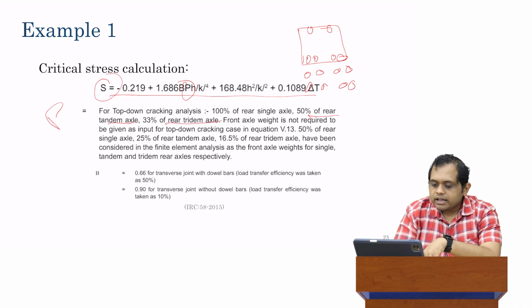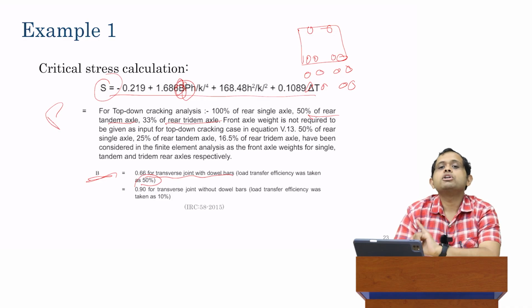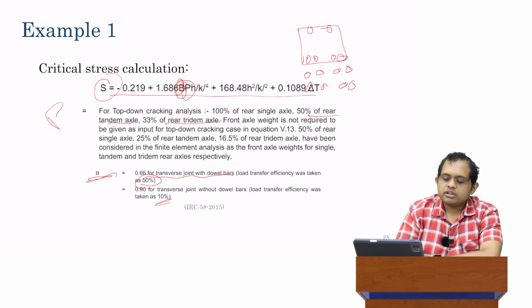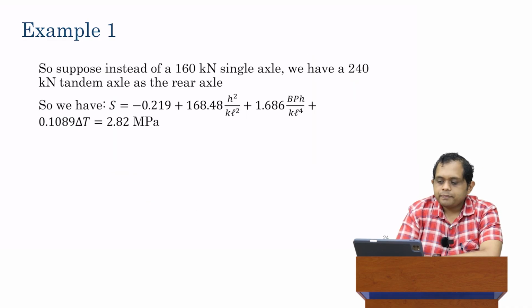You can look at the rest of the calculations here, and there is one particular value, B. B is actually the transverse load transfer. So if you have dowel bars, it's a coefficient which is supposed to be 0.66, which assumes 50% load transfer efficiency. This was the terminal load transfer efficiency which I had talked about in the previous lecture. If there are no dowel bars, that is, the load transfer efficiency is taken as 10%, generally coming from aggregate interlock and base friction, then B is recommended to be 0.9. So you have to be careful which value you're using, depending on whether you have dowel bars or not.